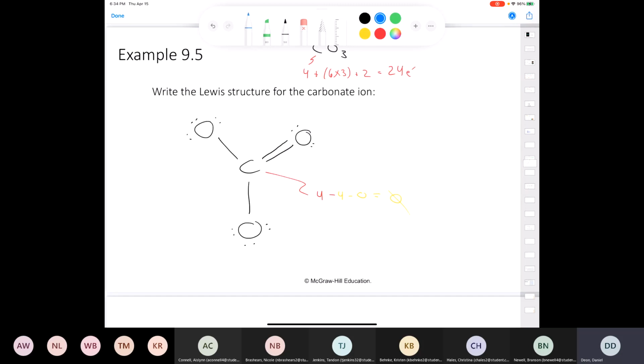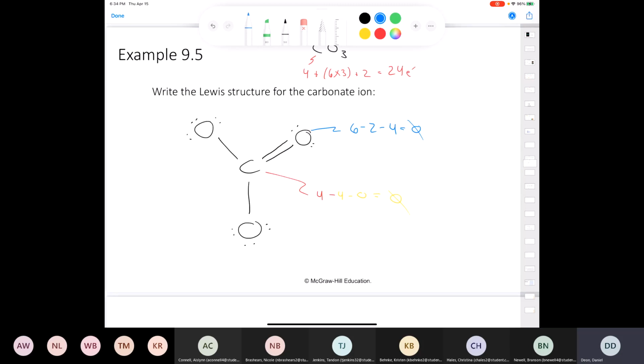Let's try this oxygen up here. Oxygen has 6 valence electrons. How many sticks? 1, 2 sticks. 6 subtract 2. How many dots? 1, 2, 3, 4 dots. 6 subtract 2 subtract 4 gives you 0. Darn it, still don't have a formal charge, okay?